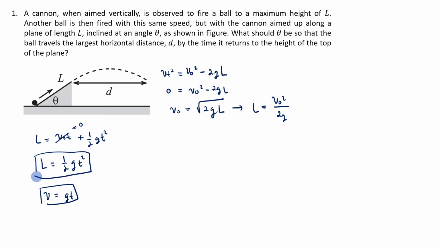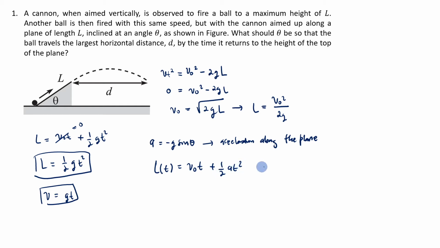Okay, next, when the ball is fired up the plane, the acceleration along the plane is minus g sin theta. This is the acceleration along the plane. So the position along the plane, as a function of t, equals Vot plus 1/2 at square, and we can substitute a with minus g sin theta.